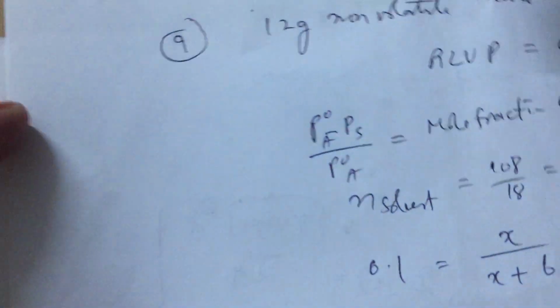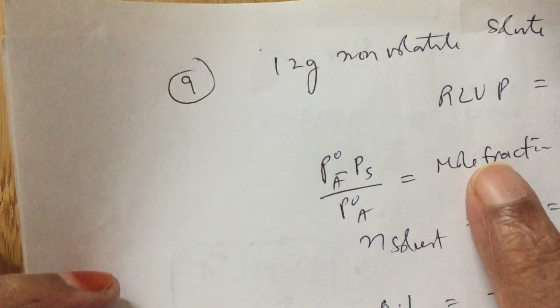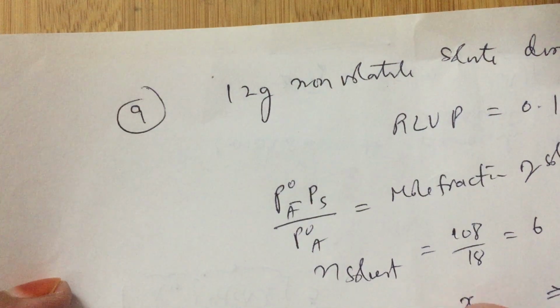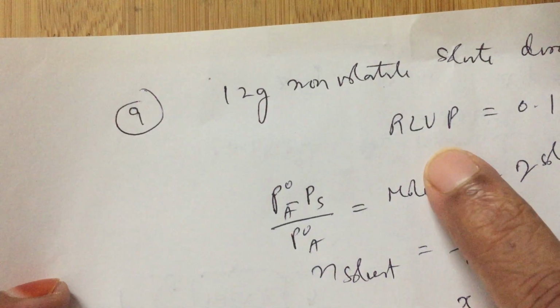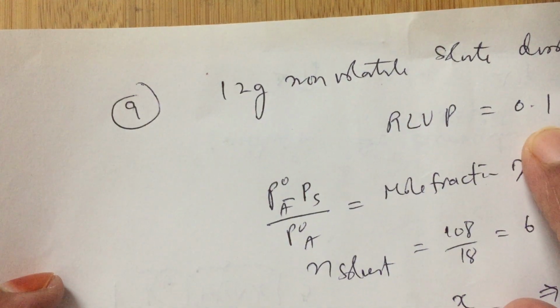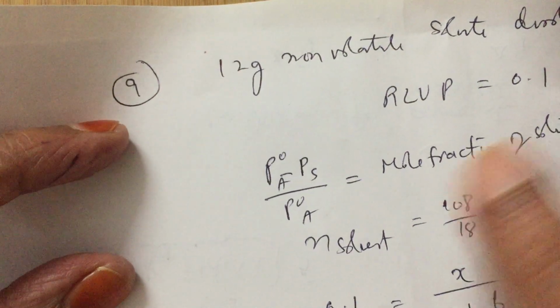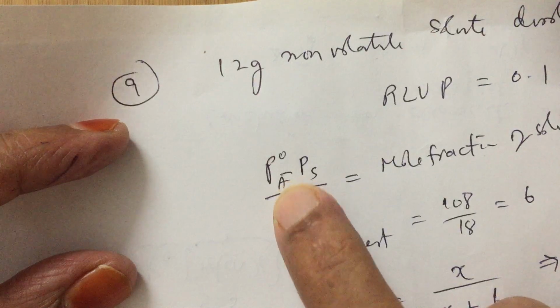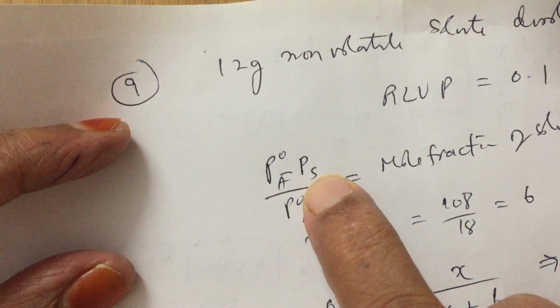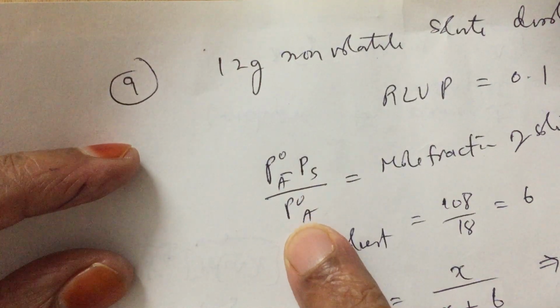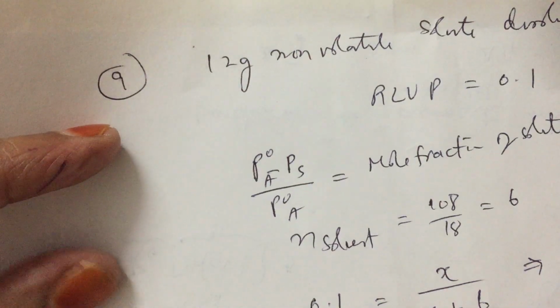Now let us look at the next question. 12 grams of a non-volatile solute is dissolved in 108 grams of water. If the relative lowering of vapor pressure is 0.1, what is the molecular weight of the solute? So relative lowering of vapor pressure means P0 of pure solvent minus vapor pressure of solution, by P0 of pure solvent, which is equal to 0.1.